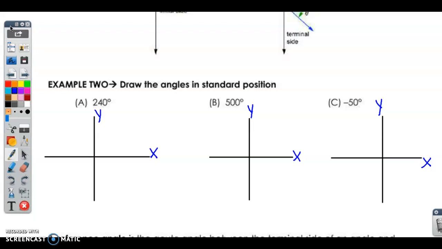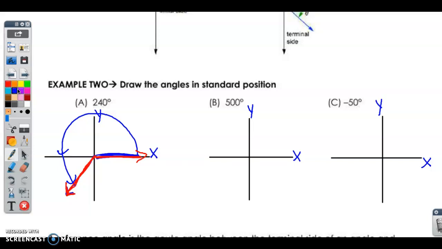So 240 degrees, that's above 180, right? So I'm going to be going around, and this is a positive 240, right? So I'm going to be going this direction, 180 degrees plus an additional 60. So it's about right there. So there we go, 240 degrees. Okay, and I should draw my initial side. In fact, let me do this in a different color. Here's my initial side, and here's my terminal side. So there you go, there's your angle.